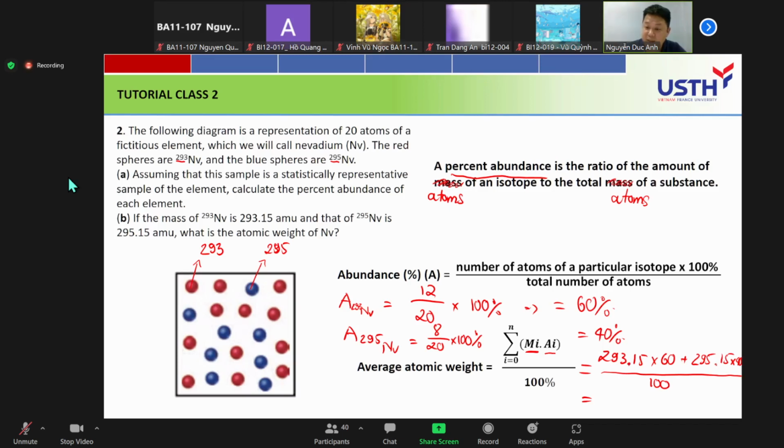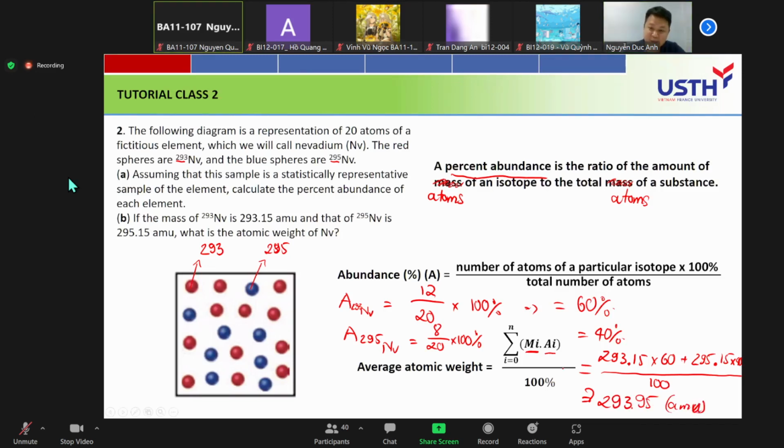Can anyone give me the result, please? No? The answer is 293.95 AMU. Okay.